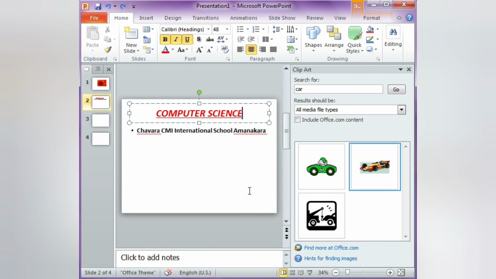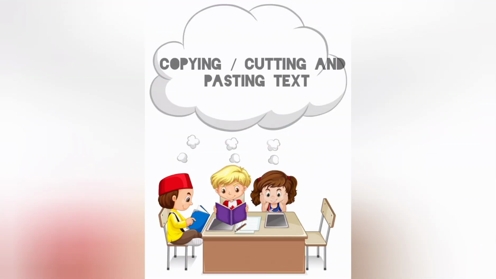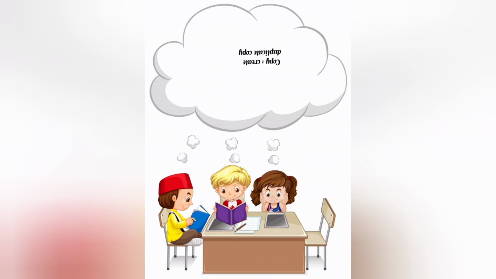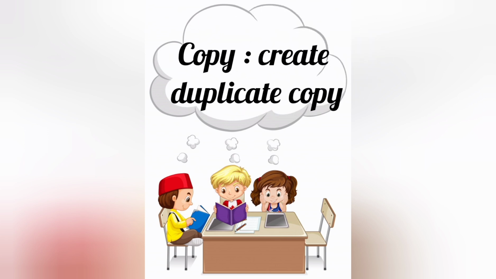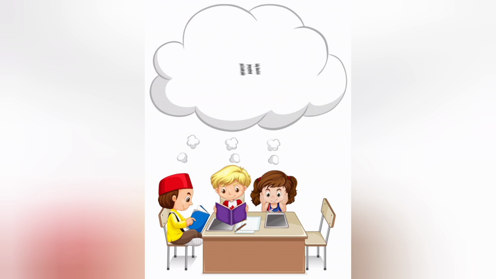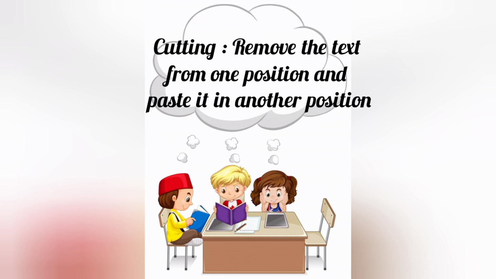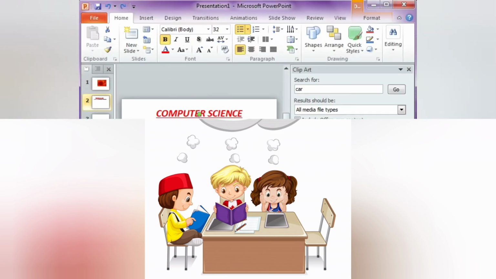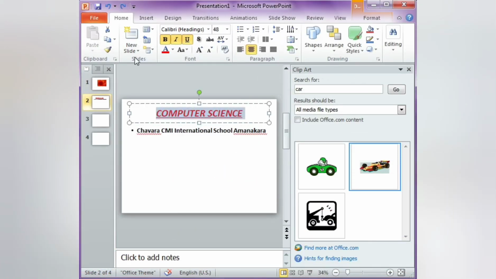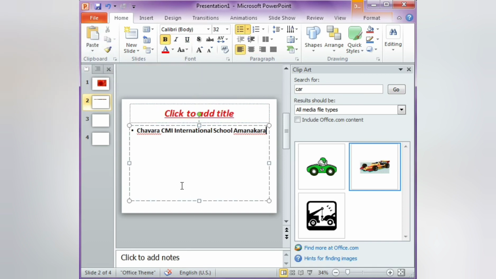Next portion, copying or cutting and pasting a text. Copy means creating a duplicate copy of the text. Cutting means removing a text from one position and pasting it in another position. For copying and cutting, select the text and click on the clipboard group. There are copy and cut options there. Cut it from there and paste it in another position.